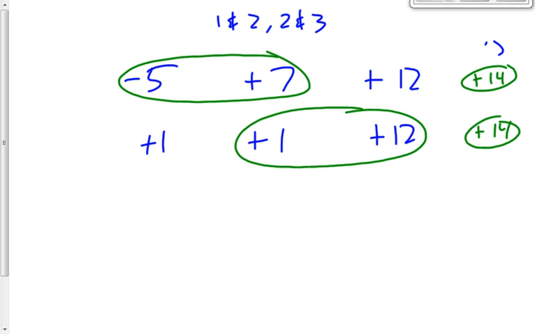Now we're going to touch 2 and 3 together. Plus 1 and plus 12 gives me a total charge of plus 13. Divide that by 2, we get 6.5 and 6.5. Can we do that? 6.5 coulombs? Can we have a fraction like that?